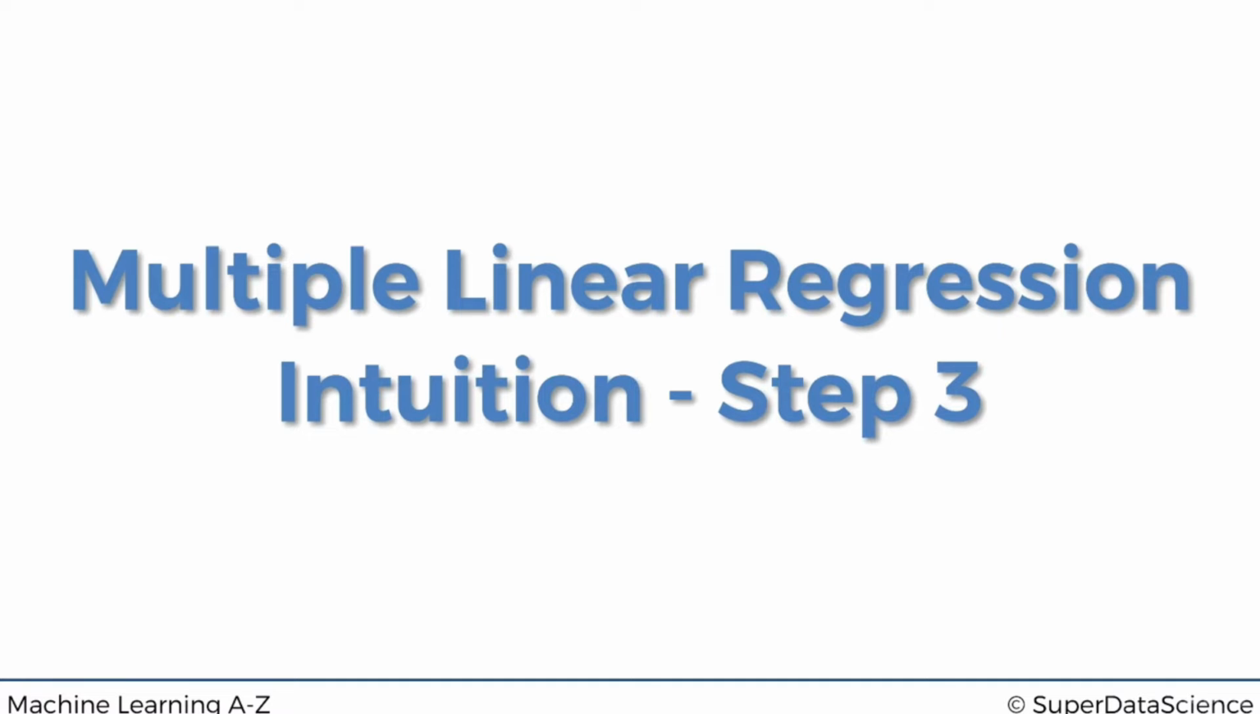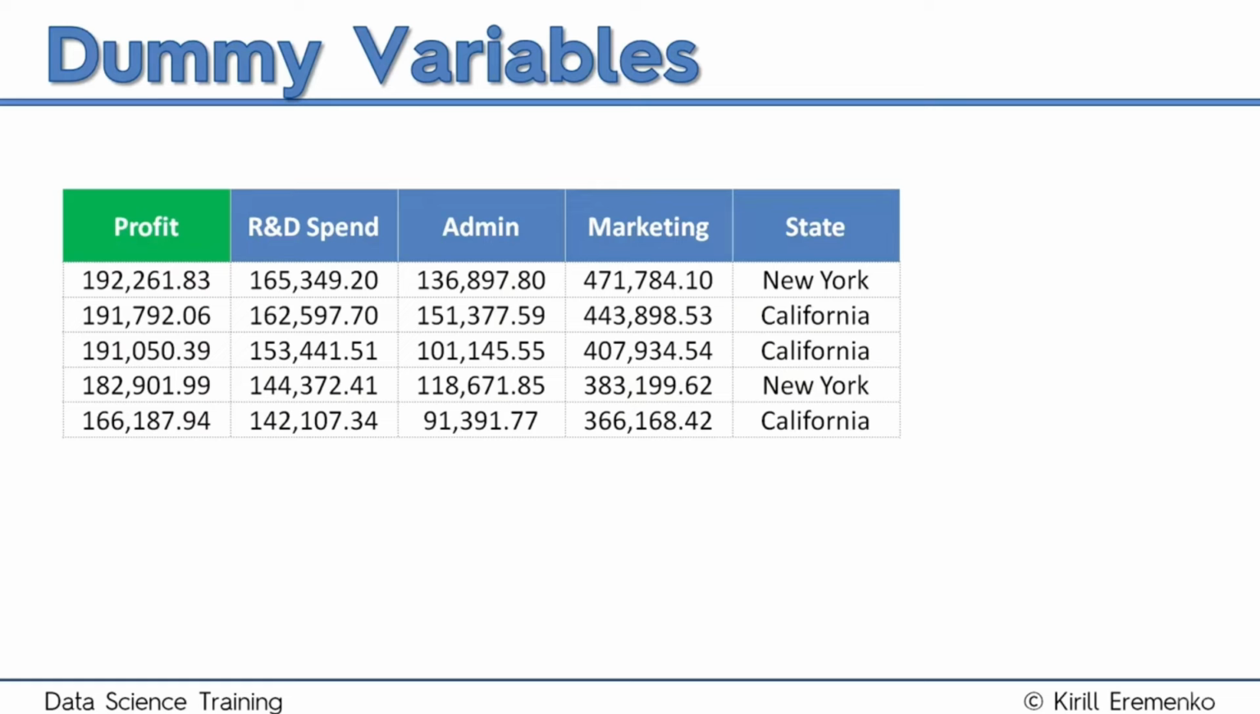Today we're talking about dummy variables. So basically the information that we have is the profit of each company or of each startup, then the R&D spend, the admin spend, the marketing spend. So those three are expenses that the company incurred, and then the state in which it operates, either New York or California.